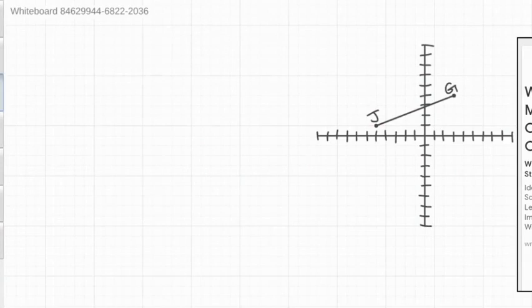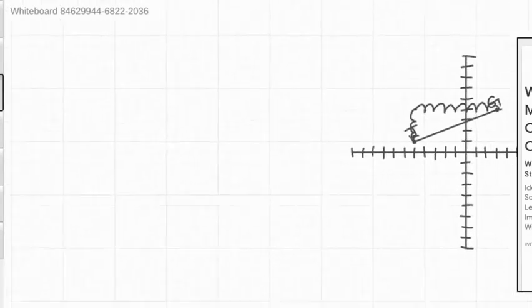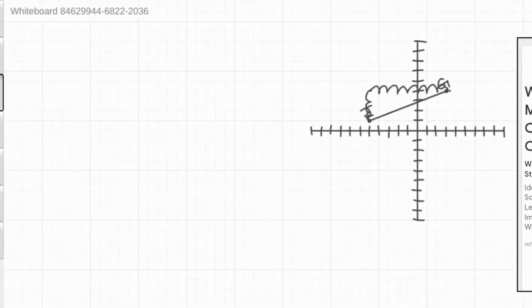We want to find the slope of this line and then write its parallel and perpendicular slope. So to find the slope of this line, we just need to count its rise over run, which is super easy. So its rise is what's going up or going down, and its run is the horizontal part of it. So its rise would be 1, 2, 3, and its run would be 1, 2, 3, 4, 5, 6, 7, 8. So its slope is 3 over 8. So we'll write m equals 3 over 8.